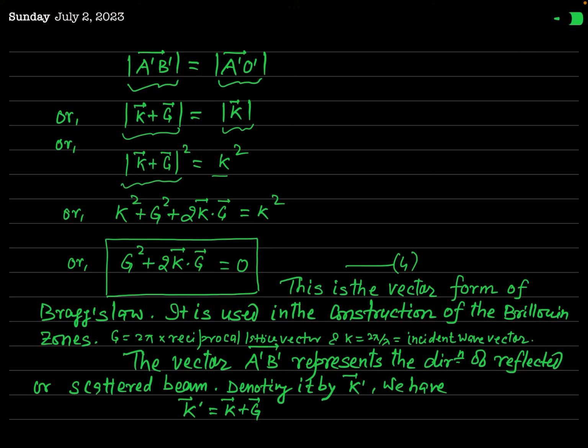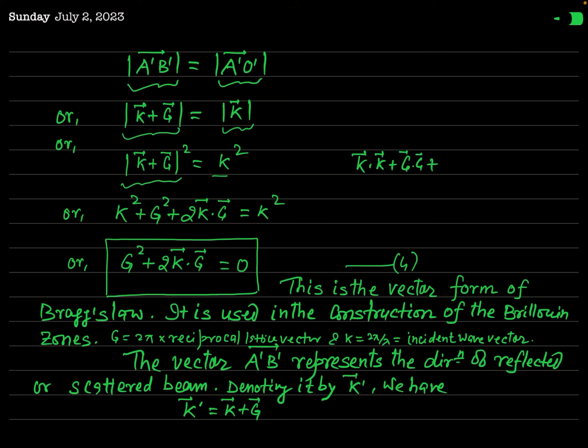But you know what will be the square of modulus of K plus G? That will be actually K dot K, which is K square, plus G dot G, which is G square, plus 2 K dot G. So I have written it here that this is K square plus G square plus 2 K dot G, and that is equal to K square.